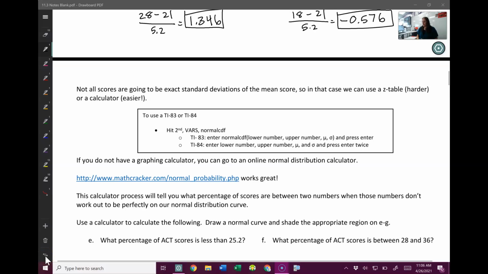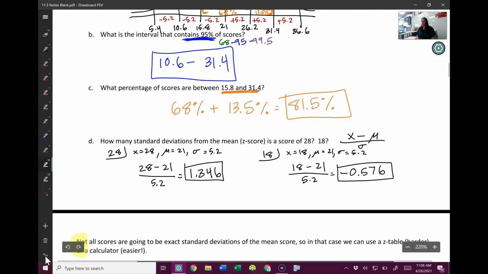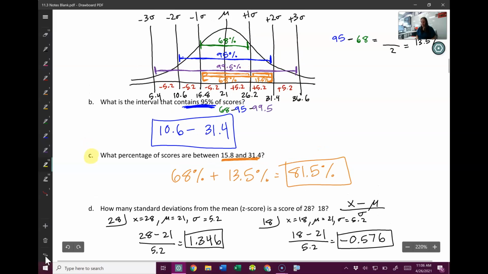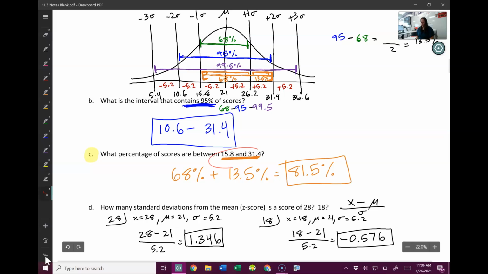Welcome back. Now, let's get into this idea right here. Not all scores are going to be exact standard deviations of the mean score. So let's go and review real quick. For this problem, part C, we wanted the percentage of scores between 15.8 and 31.4, which we could do because 15.8 and 31.4 were numbers on our curve.